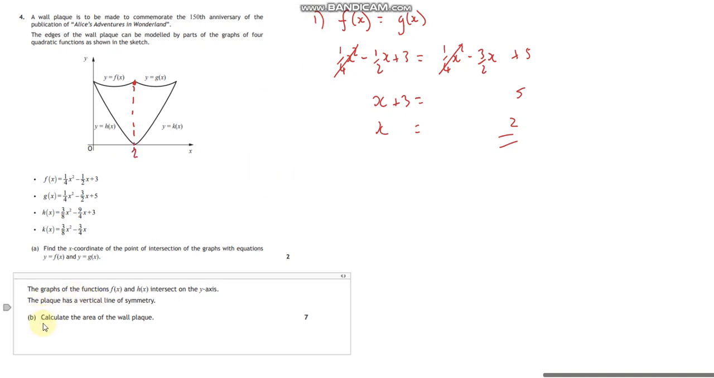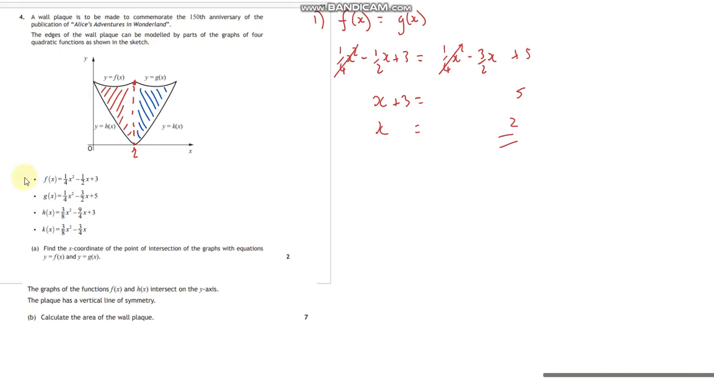The next bit, calculate the area of the wall blank. So the area of this entire thing. So I want to know this area. And I want to know, and I'll just put a different colour, this area. Now these areas are the same, aren't they, because it's reflected. So the blue area is the red area. So if I do one of them, I can just then times it by 2.